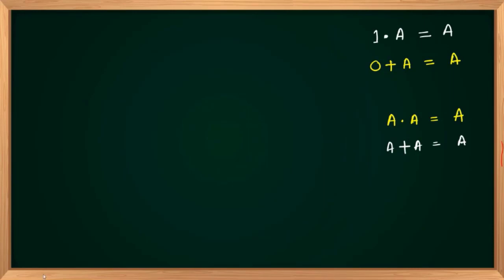Then I will take another expression, a plus a bar. If a is 0, then a bar, the complement, is 1, so the result is 1. If a is 1, then a bar is 0, and the result is still 1. Irrespective of the value of a, the result is 1. So a plus a bar is 1.